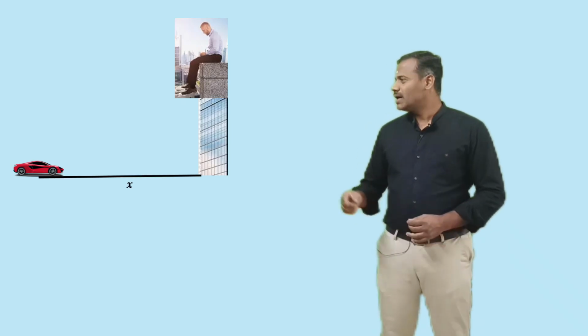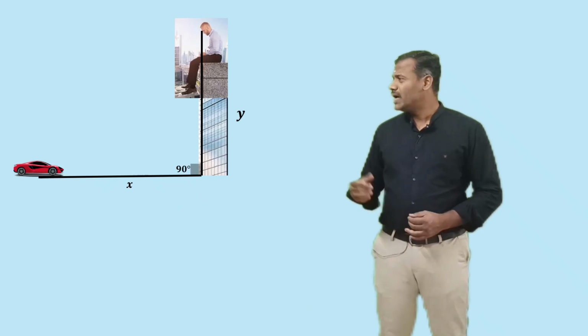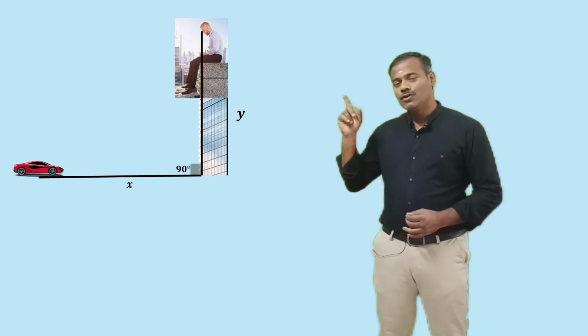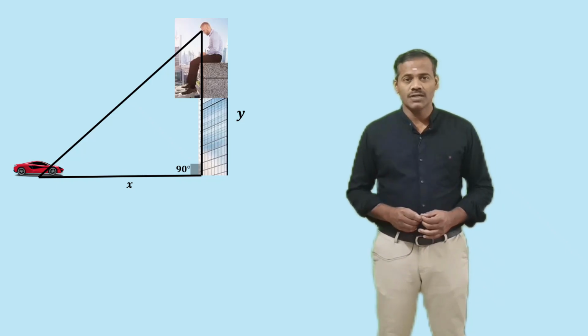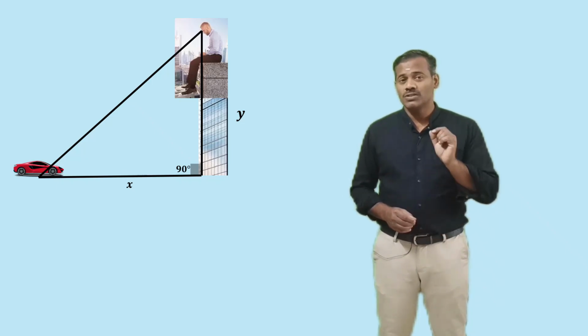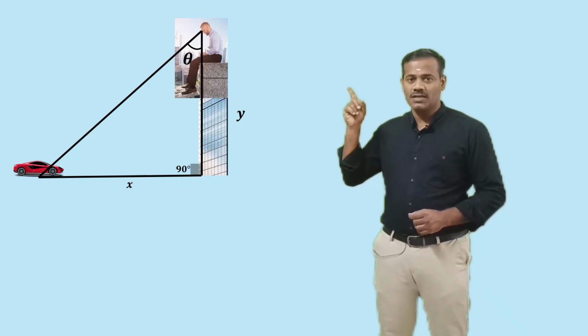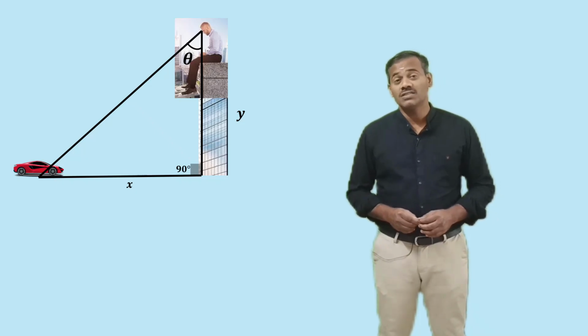Here is a man sitting on the top of the building and there is a car, and the distance between the car and the building is, let us assume, x, and the distance from the base of the building to the man's height, let us assume, y. We have a horizontal line and a vertical line, and that angle is 90 degrees, and this man is looking down at a car. Children, basically we are going to talk about theta, right? So can we say that angle theta is the angle of depression? No, we can't say that.